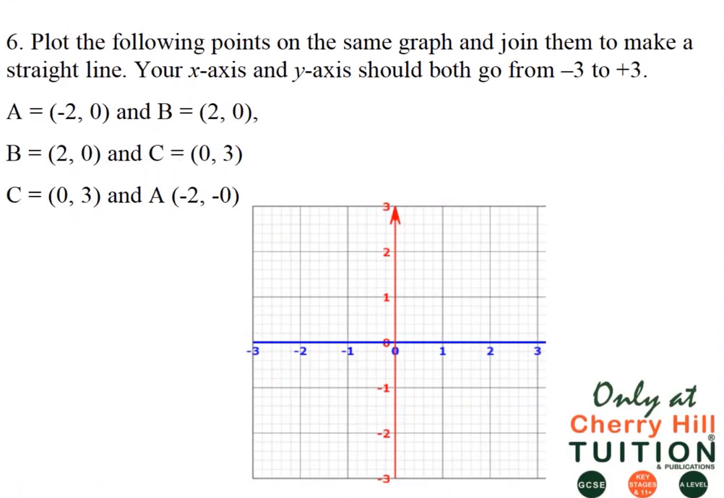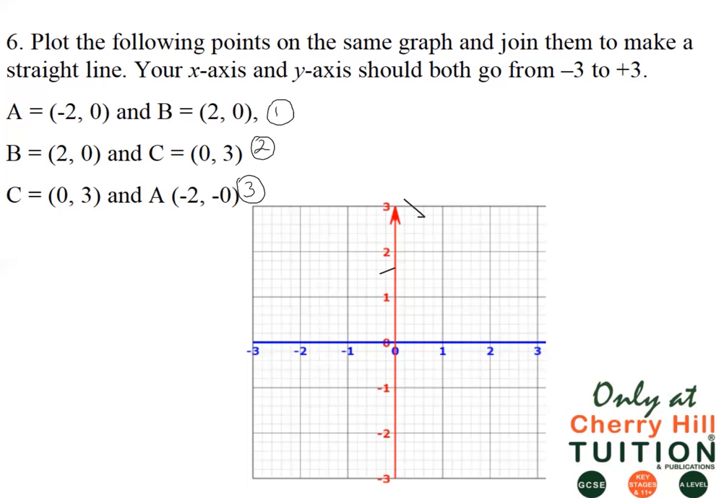So question 6: plot the following points on the same graph and join them to make a straight line. Your x-axis and y-axis should both go from minus 3 to plus 3. So what I've done is I've drawn my set of axes already, and now we just need to plot the points. So we have A and B. So let's just label this as 1, 2, and 3.